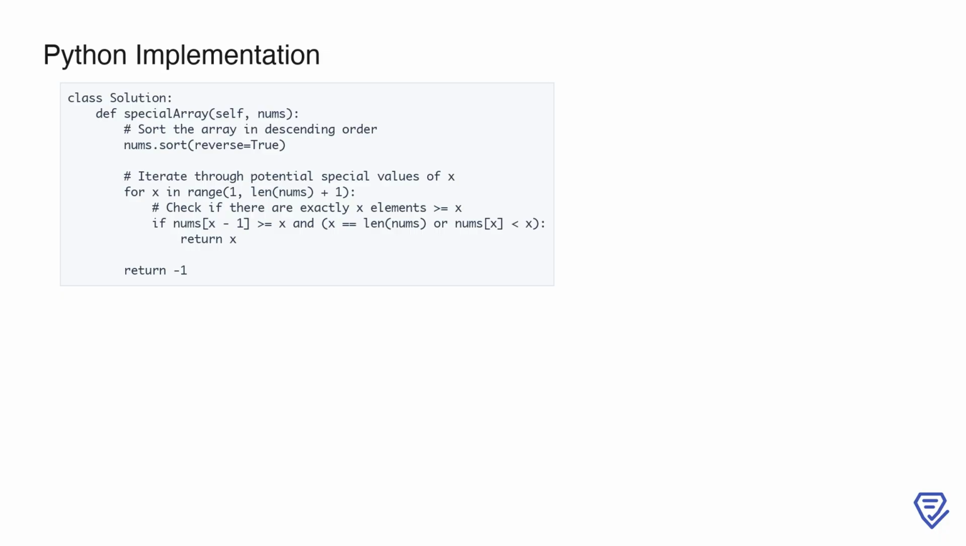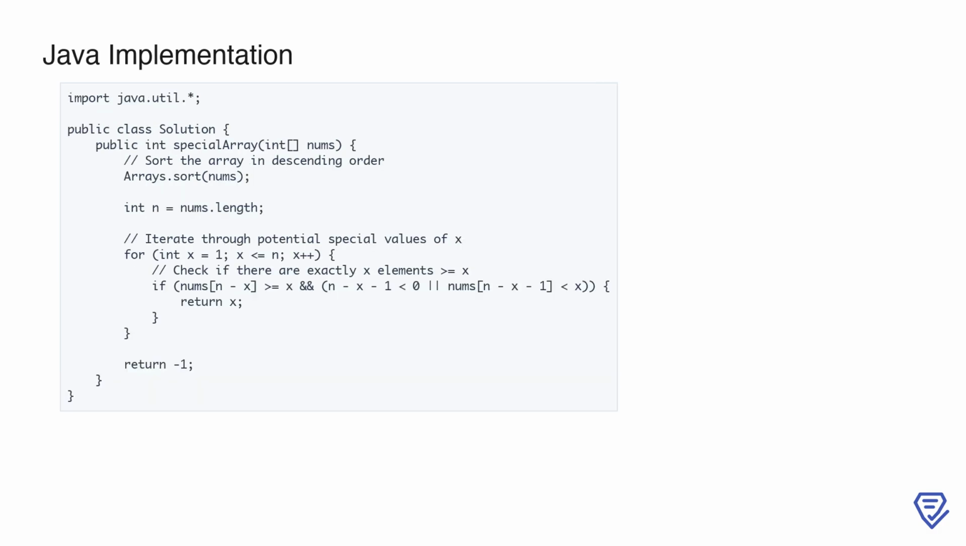Complexity. Sorting is O(n log n). Iteration is O(n). Overall, O(n log n). This solution is both efficient and straightforward, leveraging sorting and direct conditional checks to solve the problem.